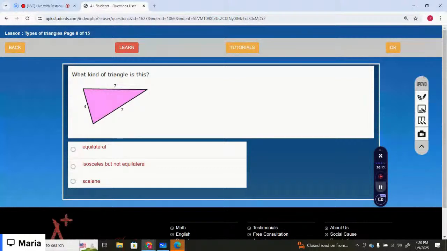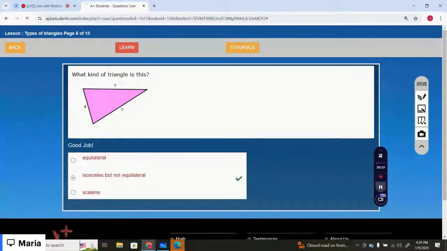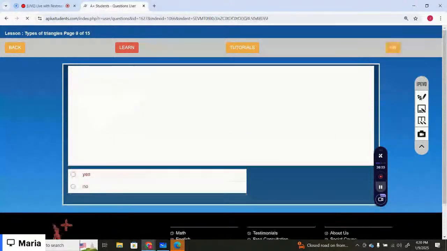What kind of triangle is this? That is isosceles, but not equilateral, because two of the side lengths are equal. So isosceles it is.